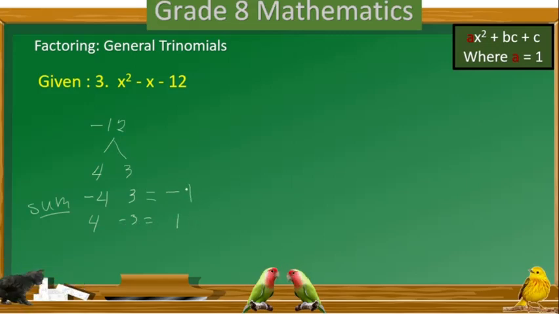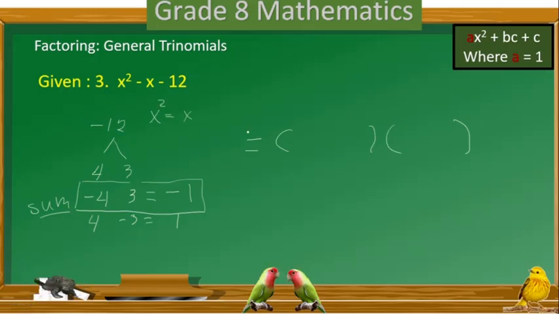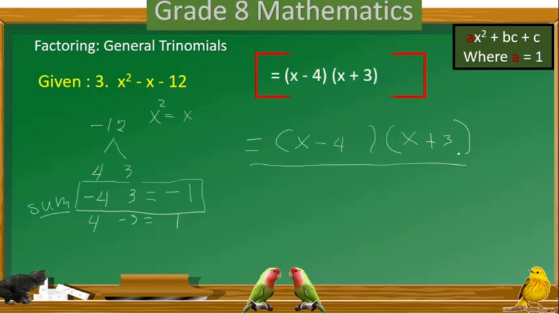Okay, which of these is qualified for this? Negative 1. So this combination. What we have to do is write two parentheses, then find the square root of x squared, that is x, so distribute. Then what is the sign? Negative 4. Then positive 3. Okay, that's the answer.